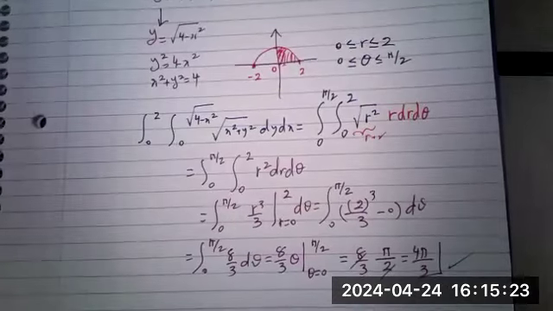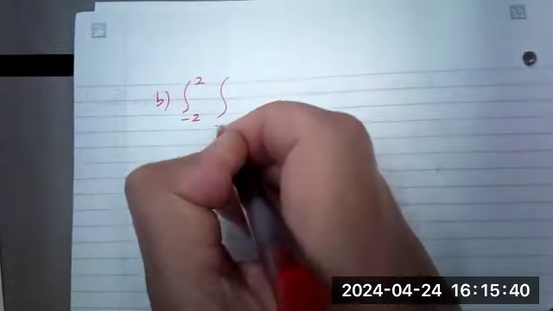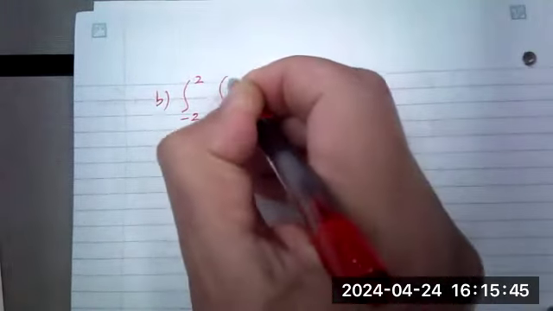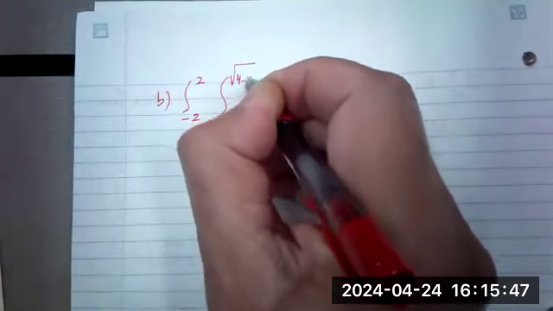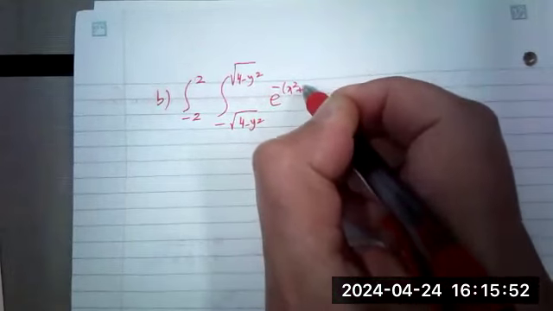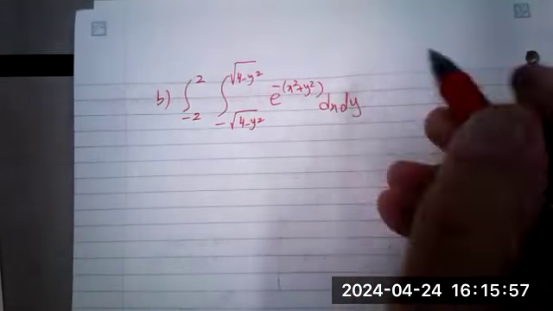Okay, so going to part 2, part B. What is going to be part B? In part B, we want to find this integral, negative 2 to 2, negative square root of 4 minus y squared to radical 4 minus y squared. The function is e to the negative x squared plus y squared, and the dx and the dy. That's it.